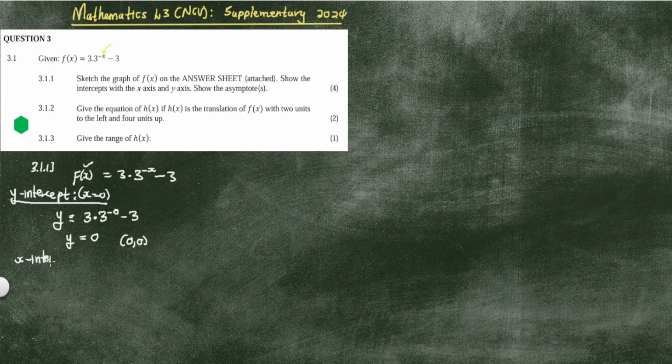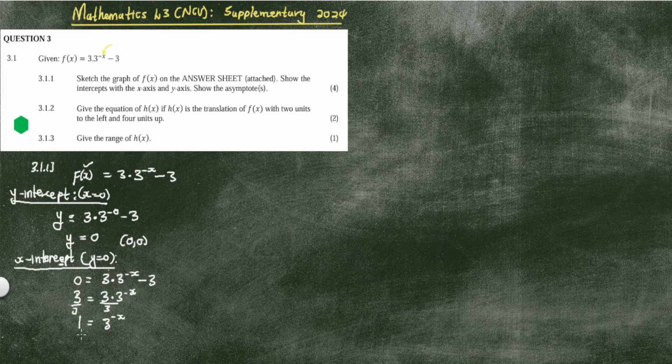Number two, we also calculate the x-intercept, where we let y be equal to 0. So 0 equals 3 times 3 raised to exponent minus x, then minus 3. We transpose the 3 over to positive 3, and divide both sides by 3. It's 1 that is equal to 3 raised to exponent minus x.